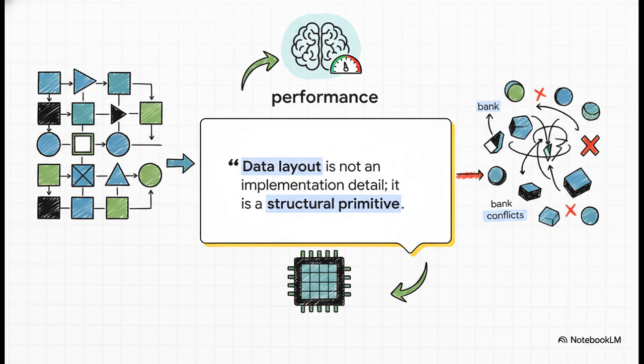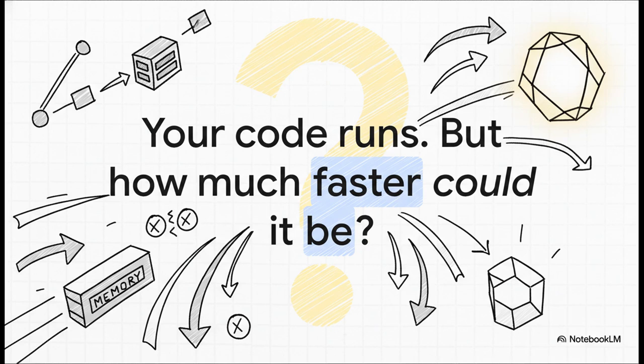And all of this really brings us to the biggest takeaway from our whole discussion. The way you lay out your data in memory isn't just some minor implementation detail you figure out at the end. It's a fundamental, structural part of your program. It's just as important to performance as the algorithm itself. So by understanding, finding, and killing these shared memory bank conflicts, you stop throwing away performance. You're not just getting your code to run, you're finally unlocking the absolutely massive potential that your GPU has. Your code runs, sure, but the real question is, how much faster could it be?